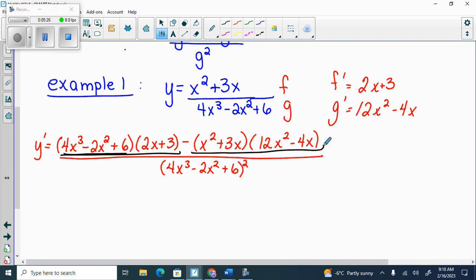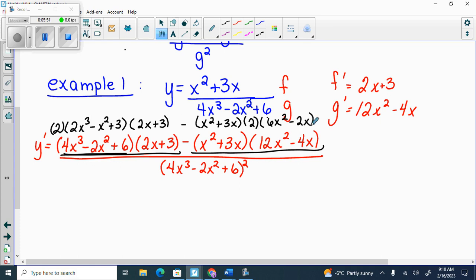Correct? So I could technically, if I wanted to, write this as 2 times a bracket, 2x cubed minus x squared plus 3, times 2x plus 3. I would do this in a second step, but I'm just proving a point. Minus x squared plus 3x, times 2. So then they technically both have a 2 in a bracket, right? That's why I can take the 2 out. This term here has a 2 in a bracket. This term here has a 2 in a bracket.